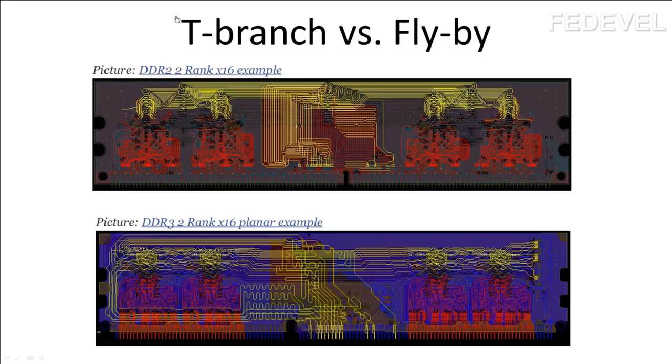IMX6-REX module, it is DDR3 interface, but it is routed by T-branch topology. Always read the design guide, they will tell you what you need to use for the memory interface routing, if it's T-branch or flyby. Sometimes you can use both, you can choose which one you would like to use.